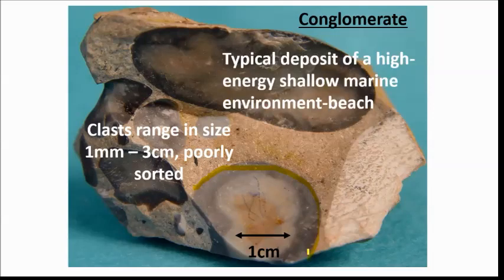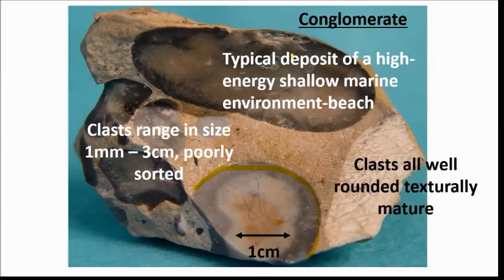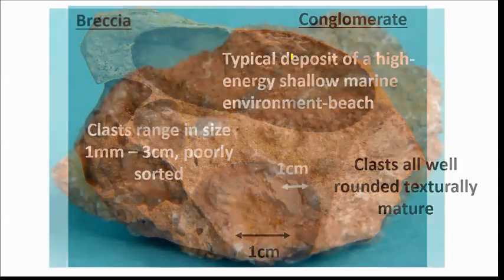This type of conglomerate is typical of a high energy environment such as beach material. That would explain why the individual particles are rounded. It is texturally mature because they are well-rounded clasts.